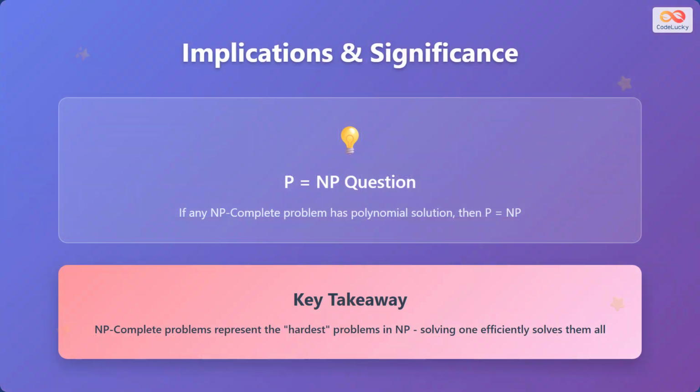The implications of NP-completeness are significant. The big question is, if any NP-complete problem has a polynomial solution, then P equals NP. The key takeaway is that NP-complete problems represent the hardest problems in NP. Solving one efficiently would mean solving them all efficiently.